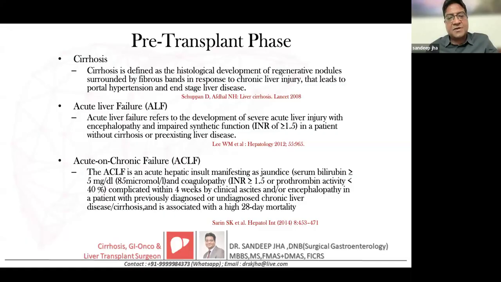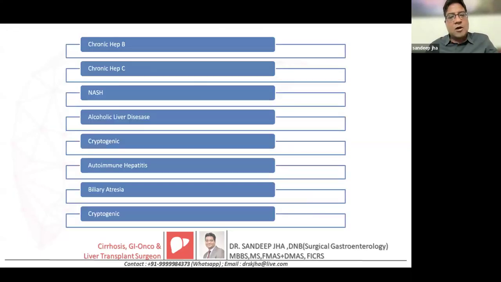The third category that we transplant very frequently these days is acute on chronic liver failure, which is called ACLF. These are fewer patients, but now ACLF has also become an established indication for a liver transplant. Now, when we talk about cirrhosis, in your practice also, you must have seen the etiology differs in many of these patients.